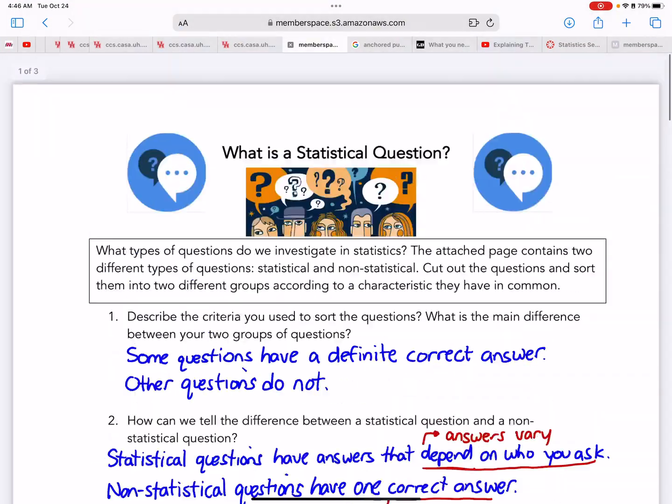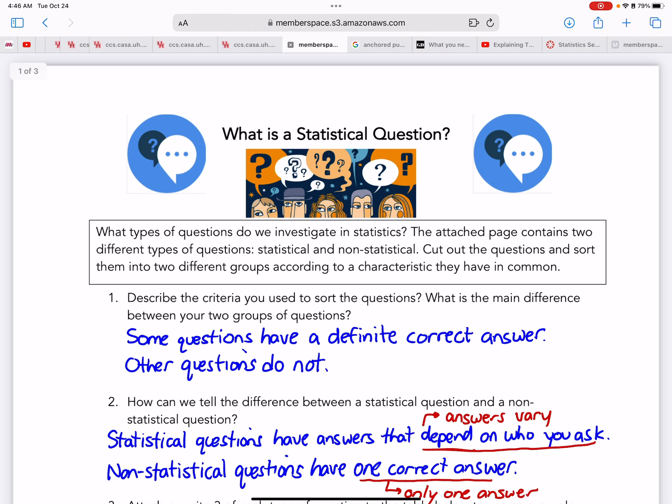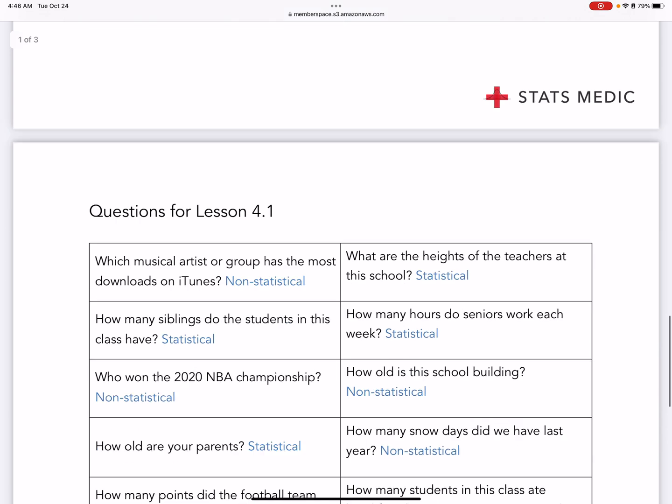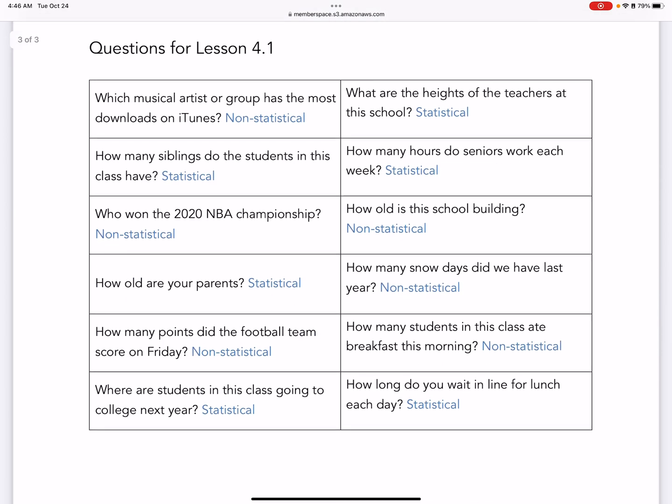Today in class, we discussed statistical questions, and we defined a statistical question as something where the answers can vary versus not vary. So, for instance, first of all, we went through these questions over here, and we defined them as statistical or not statistical. For instance, which musical artist or group has the most downloads on iTunes? That's going to be a specific number that if I give you the same data and you all looked it up, you're all going to get the same answer.